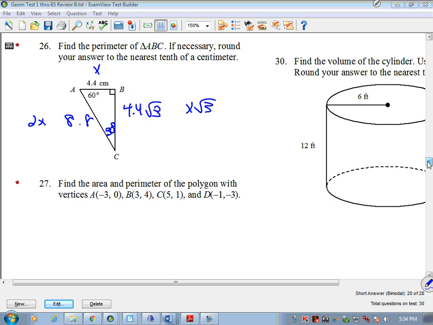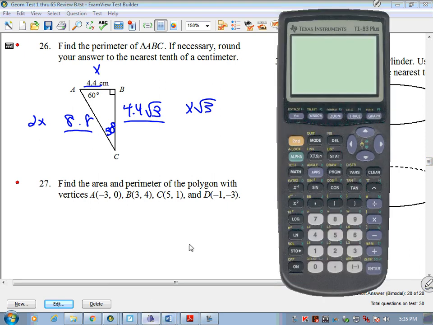Those are my ratios on my 30, 60, 90. So what I'm doing is taking 4.4 plus 8.8 plus 4.4 radical 3 to get my perimeter. So I'm going to show adding those things together, not just on my calculator, but on my paper: 4.4 plus 8.8 plus 4.4 square root of 3. Okay, and I'm going to get 20.8 rounded to the nearest tenth of a centimeter, so 20.8 should be my answer there, and it is 20.8 centimeters.